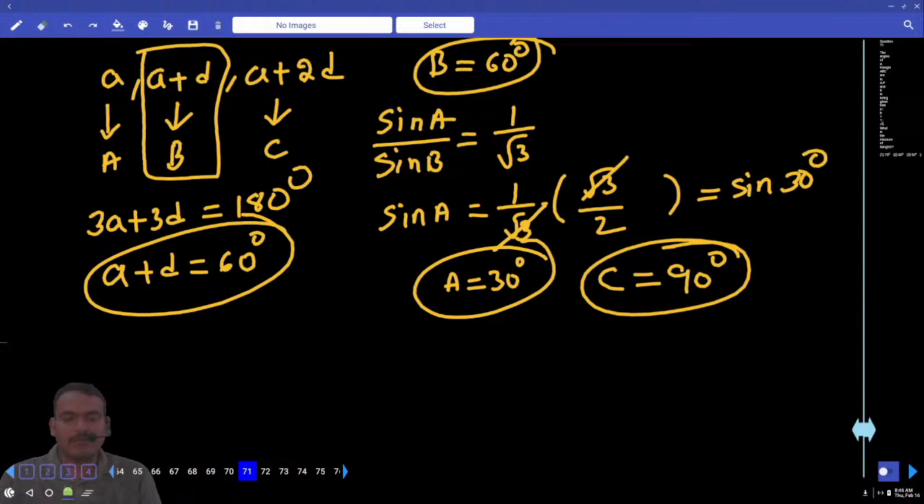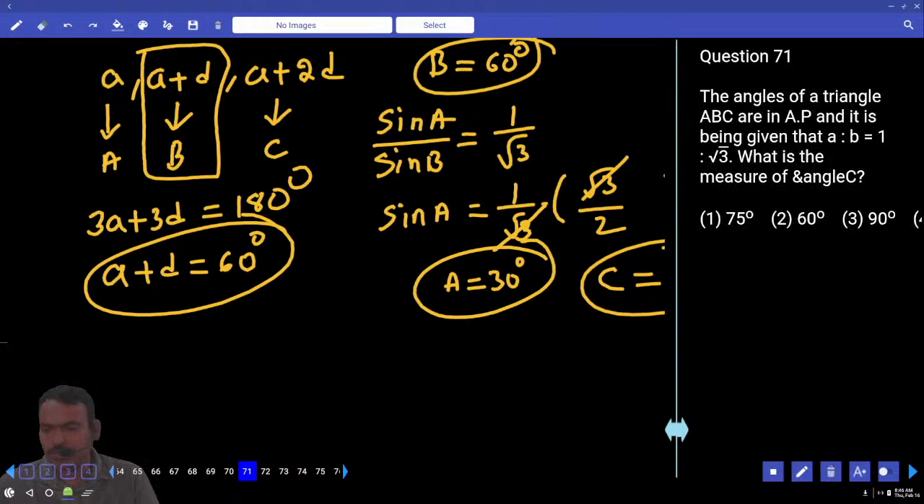Sin A equal to 1/√3 of sin B. What is the sin B value? √3/2. Solving this one, we get the A value or not? Next question number 72.